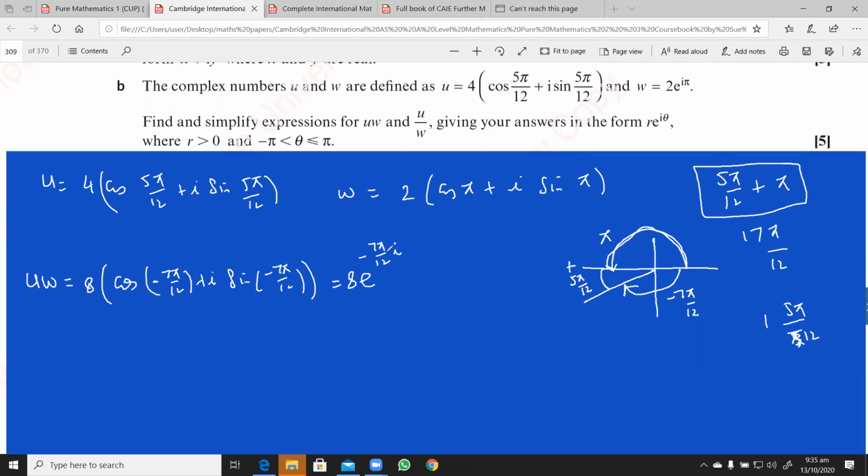Can someone please check the answer? Please check that. In the meanwhile, I'll be doing that u over w. So u over w, what will be its modulus?